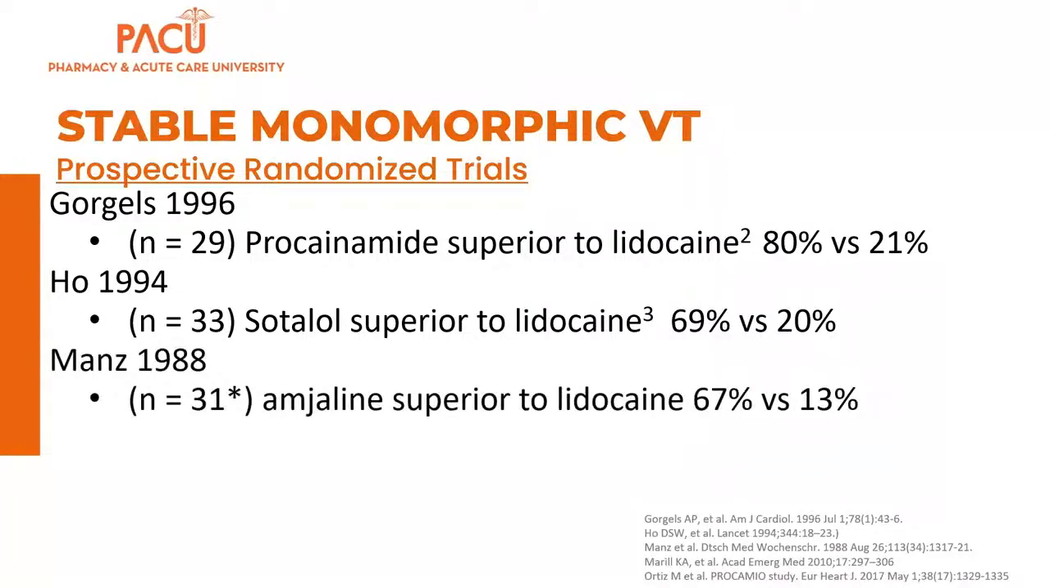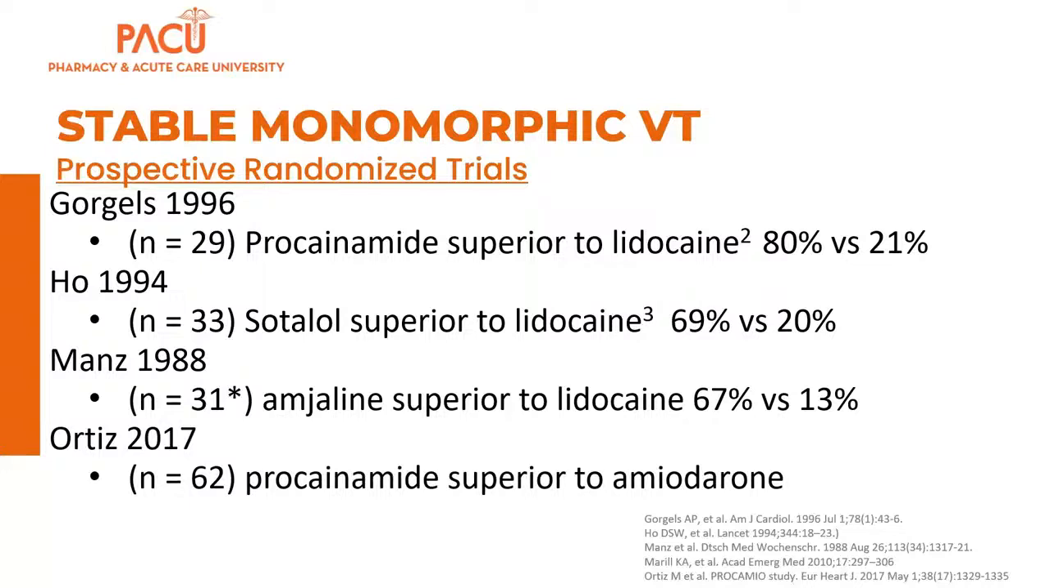1988, going back a few years before, with a sample size of only 31, drugs similar to lidocaine, ajmaline was superior to lidocaine. Well, of course, we don't have this anymore. And then finally, Ortiz in 2017 had the PROCAMIO trial, which we'll talk about a little bit more. So, I think it's important to note that lidocaine was 0 for 3 in these randomized controlled trials. All of the other medications, granted small sample sized, showed superiority to lidocaine.